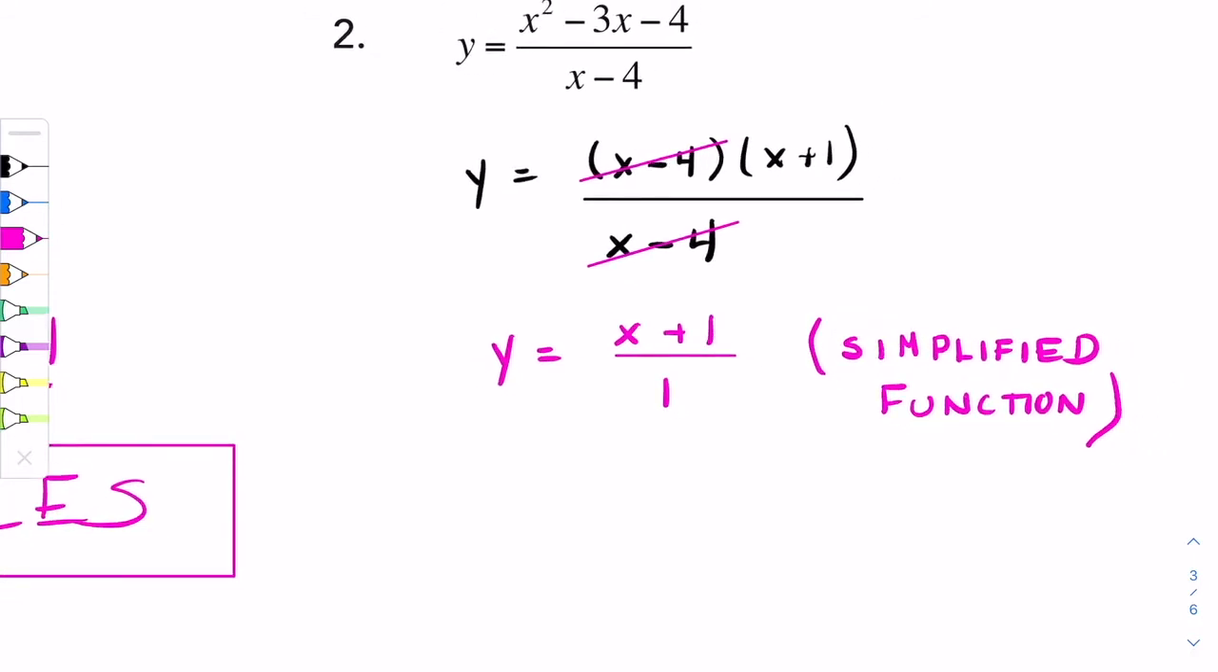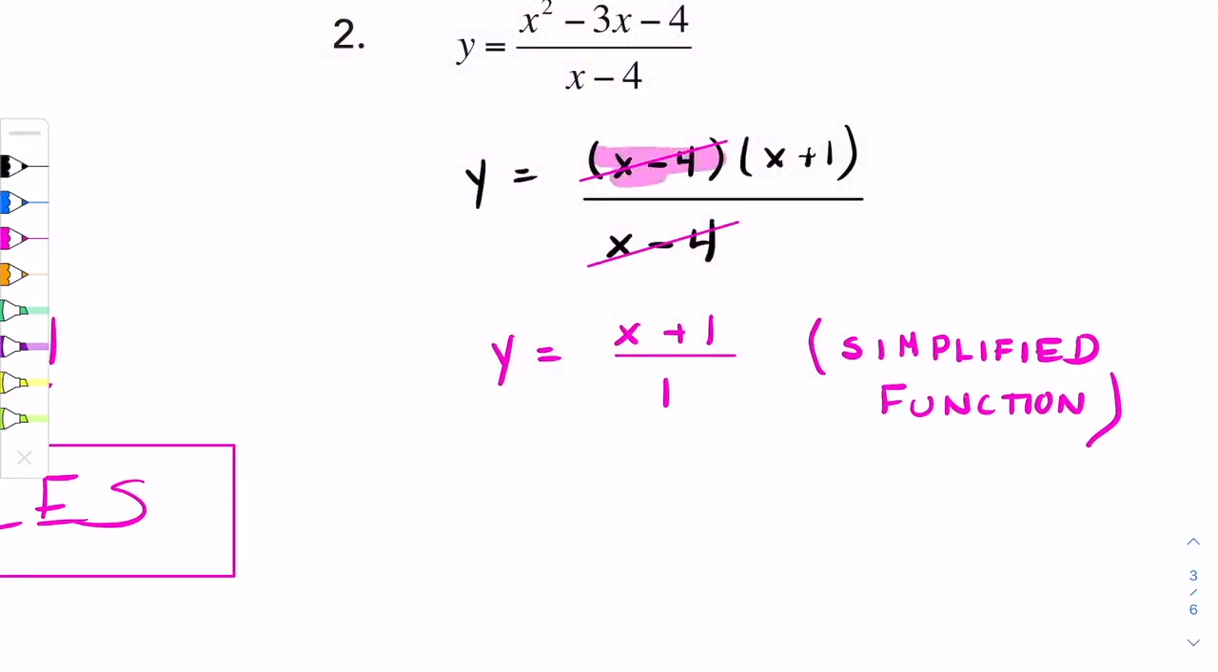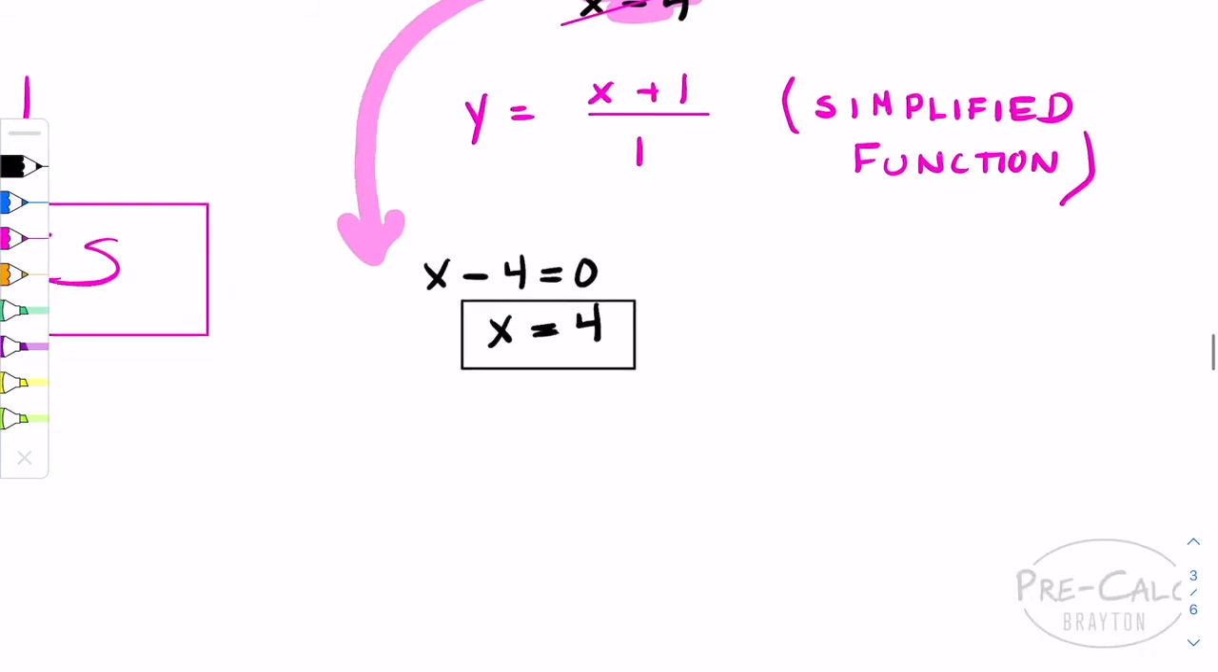Now I'm going to take my common factor and I'm going to set it equal to 0. So I have x minus 4 equals 0. This tells me that x equals 4. Then I'm going to substitute x equals 4 back into the simplified function, and I'm going to solve for y.